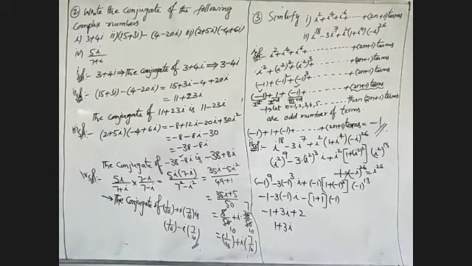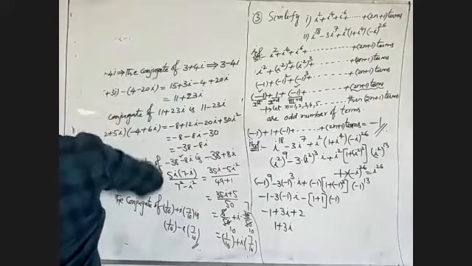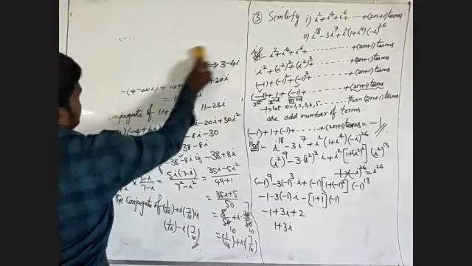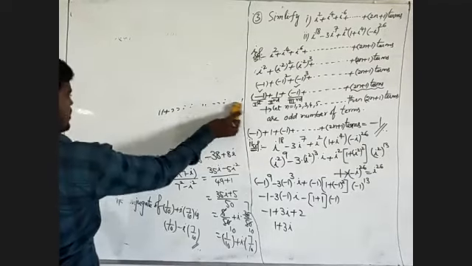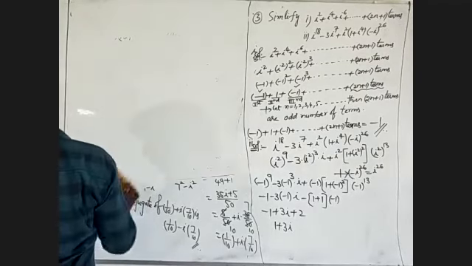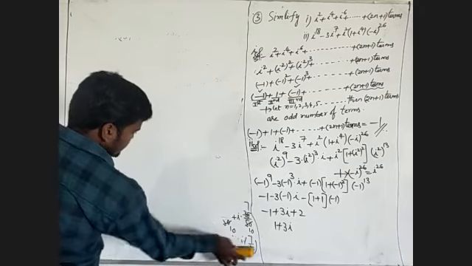Okay. Now I am going to the fourth section. I already explained the square root of a complex number in the previous class. After this, I am going to the fifth section.